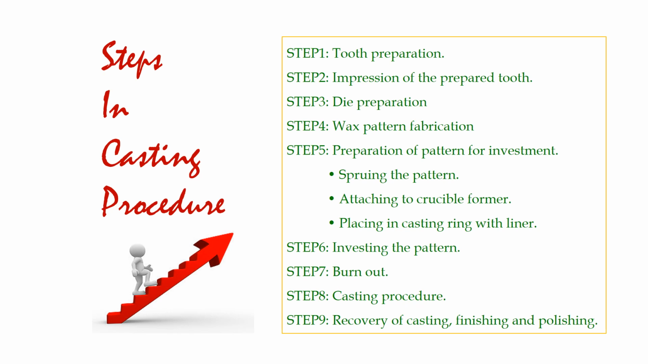So there are several steps in the casting procedure. Your first step is tooth preparation, then you have to take the impression of the prepared tooth. Third step is die preparation. Fourth is wax pattern fabrication. Fifth is preparation of the pattern for investment, which includes steps like screwing the pattern, attaching it to the crucible former and placing it in a casting ring with a ring liner. Step 6 is investing the pattern. Step 7 is burnout. Step 8 is casting procedure. And step 9 is recovery of the casting, finishing and polishing.